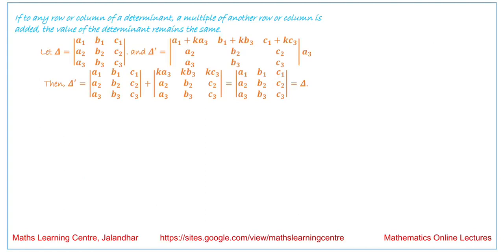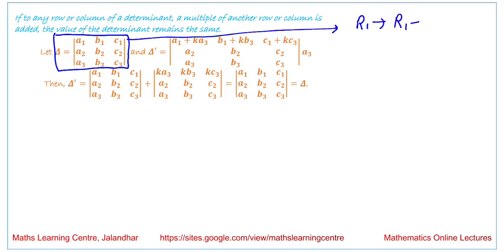Next we have, if any row or column of a determinant and a multiple of another row or column of the determinant is added, then the value of the determinant remains the same. So we are talking about this determinant delta given to us. We have performed the operation that row 1 becomes row 1 plus k times row 3. So these two rows, row 2 and row 3, are unchanged. The elements of the first row are changed to A1 plus k times A3, B1 plus k times B3, C1 plus k times C3.